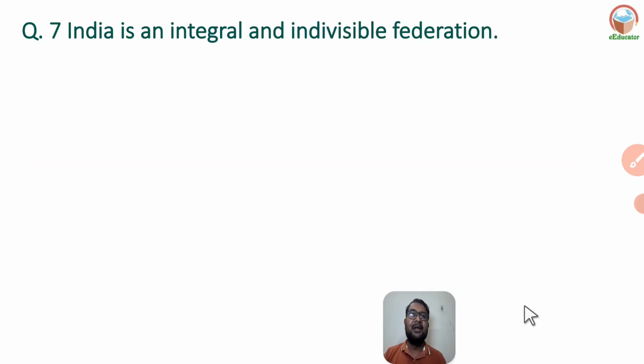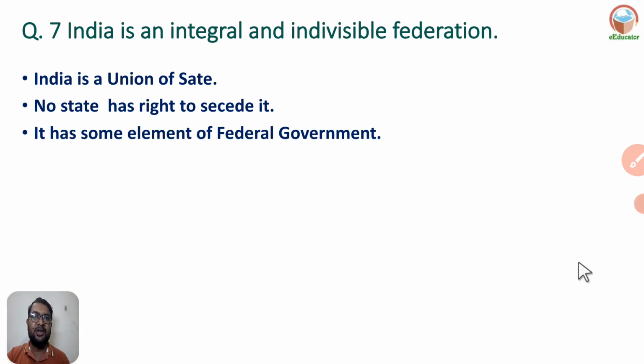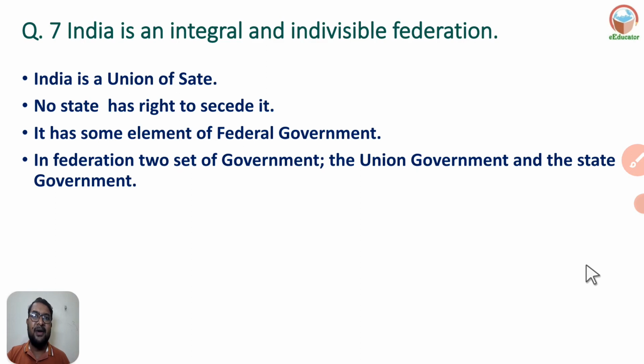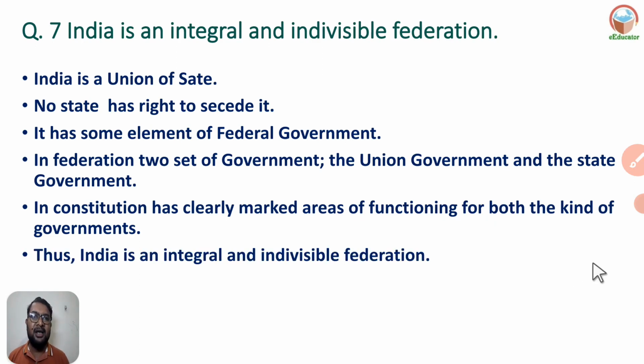Number 7, India is an integral and indivisible federation. India is a union of states. No state has a right to secede as per the Constitution. It has some elements of a federal government, like two sets of government in a federation, the union and the state government. The Constitution has clearly marked areas of functioning for both kinds of government. Thus, India is an integral and indivisible federation.